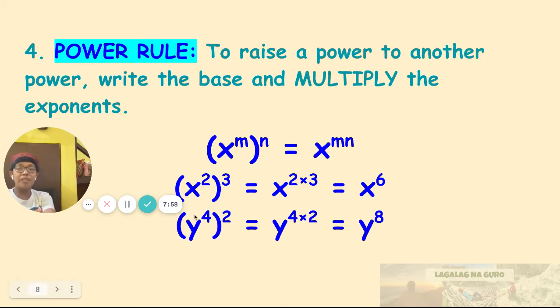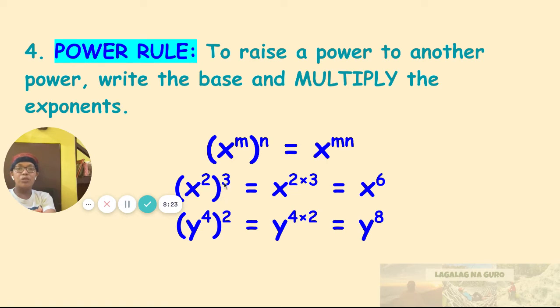So our general formula is (x^m) raised to the n. What will you do? Copy the base. Where is your base? Your base here is x. Then you just multiply the exponents, so m times n. That's it. That is your equation.